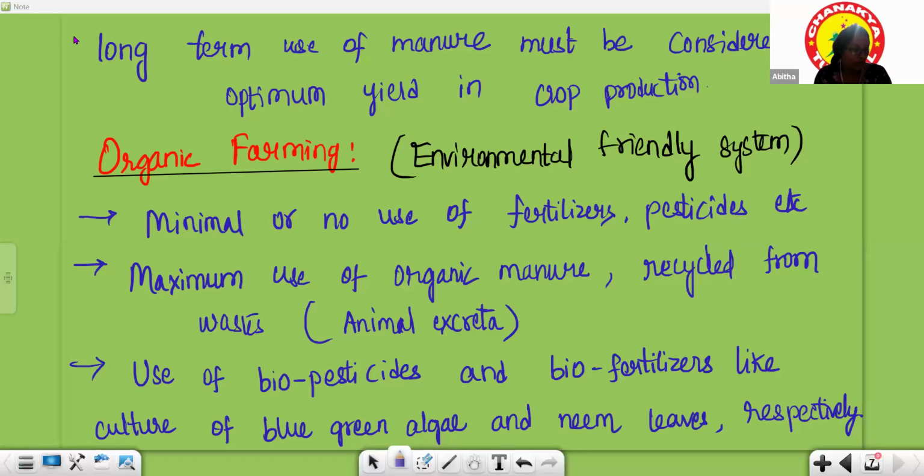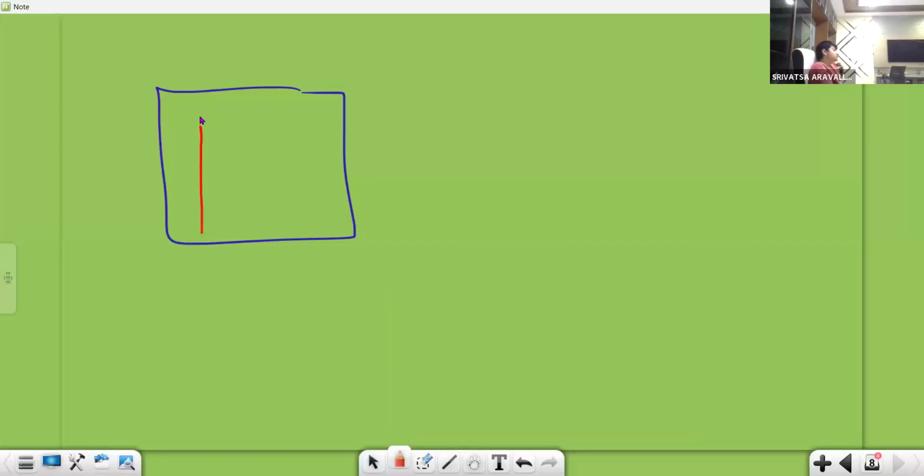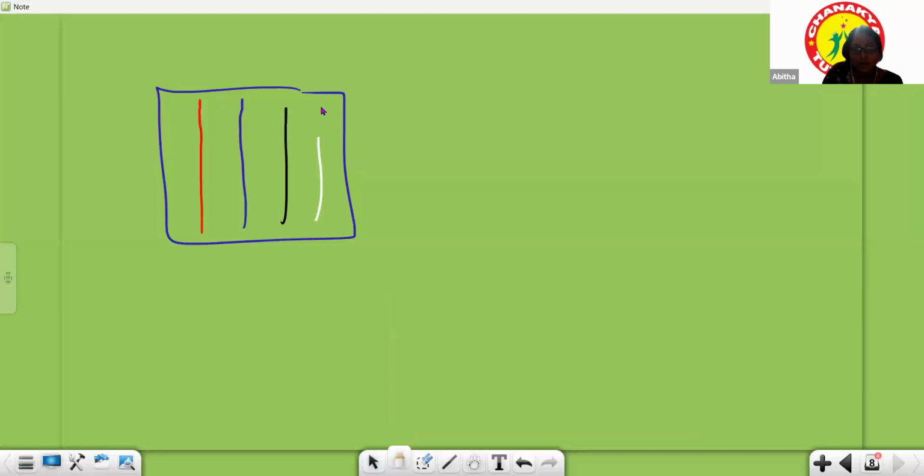Next, we can also follow healthy cropping systems like mixed cropping, intercropping, and crop rotation. Mixed cropping means in a particular area, you sow desired plants together. Intercropping is when in one row you sow one kind of plant, and in another row you sow another kind of plant. So this type of cropping is called intercropping.